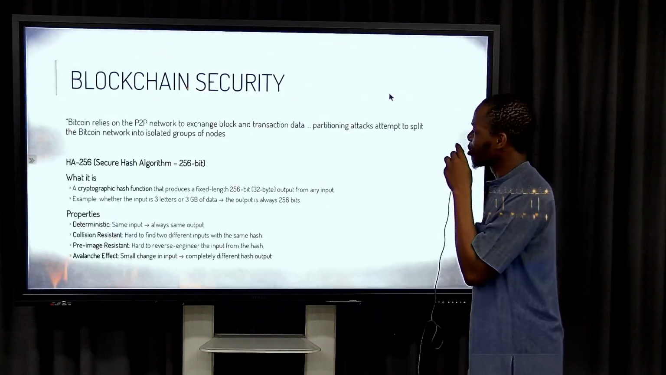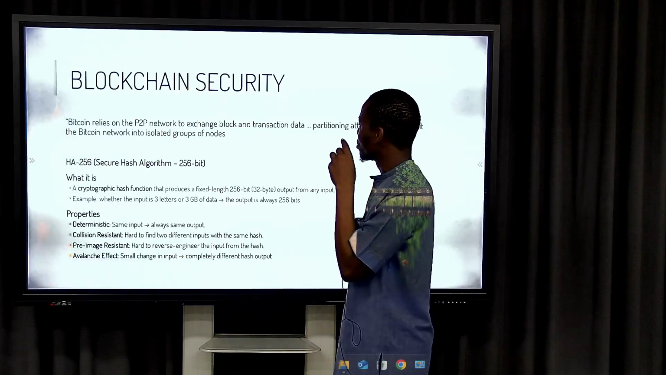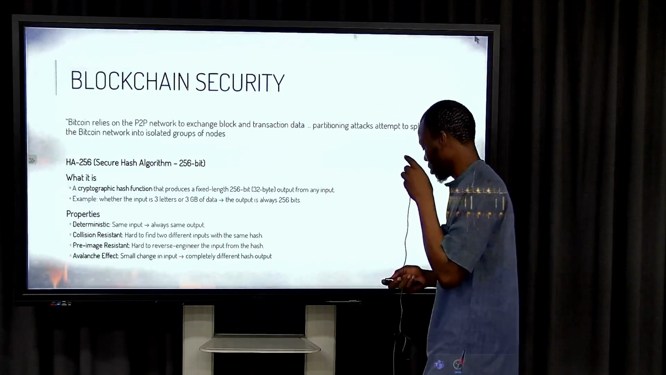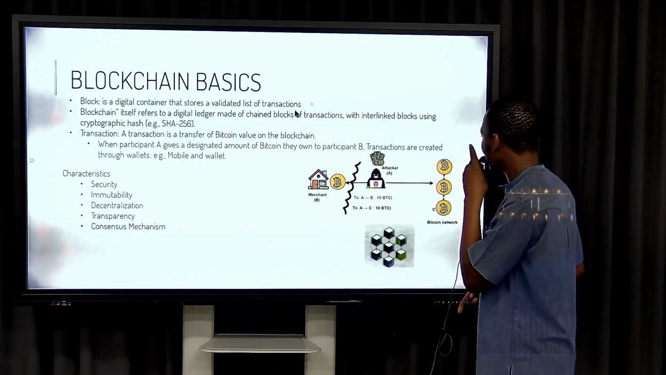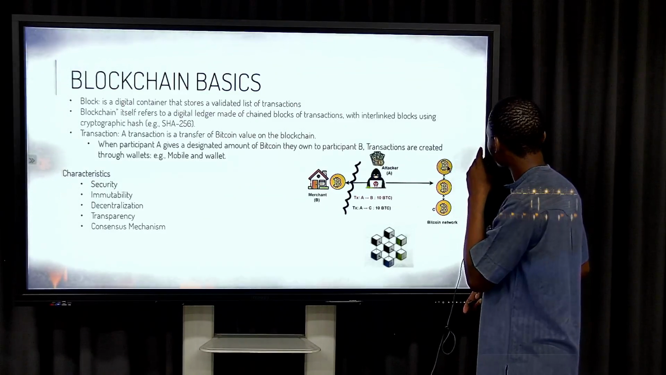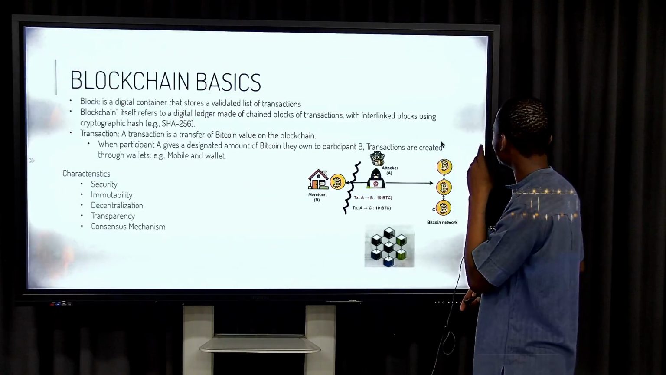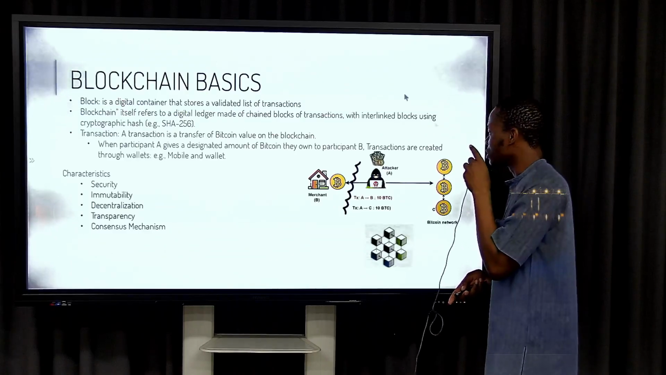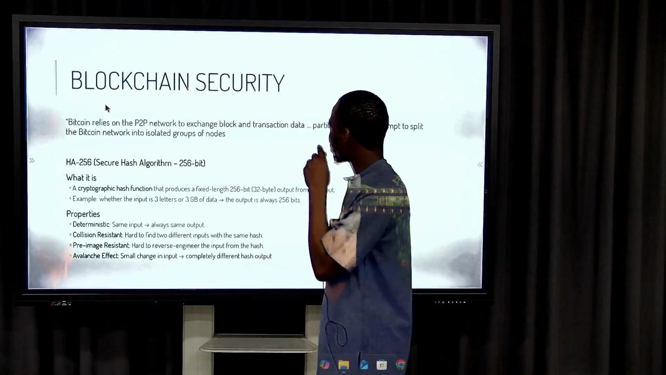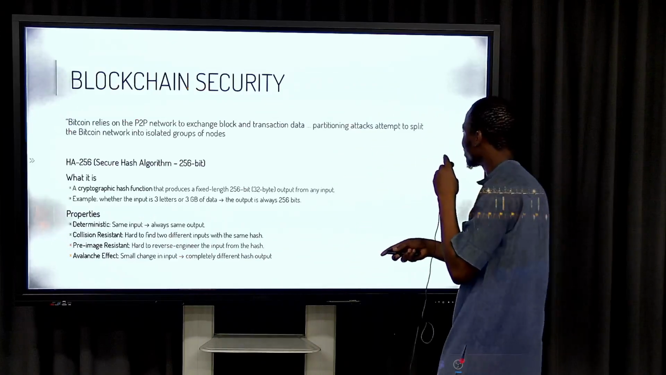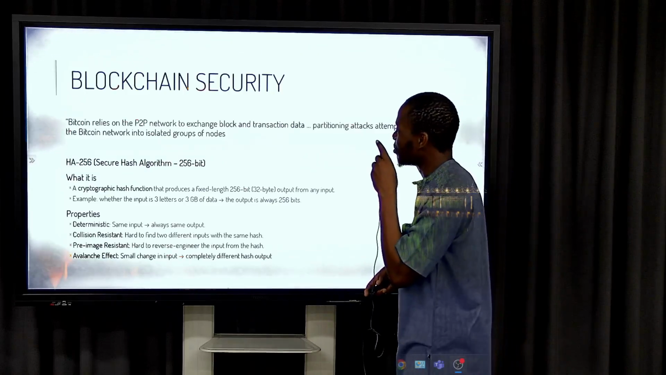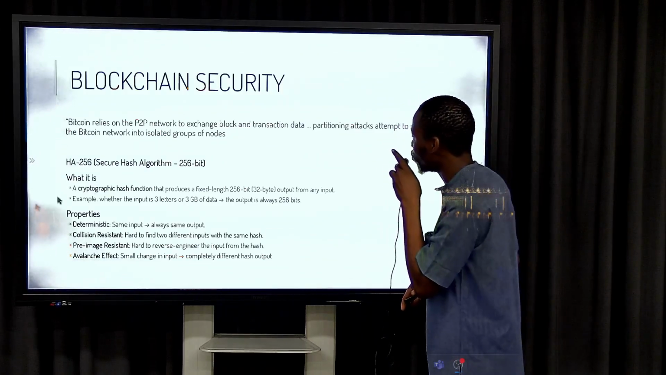Having said that, let's talk about some other keywords. In Bitcoin, there is a reliance on P2P, peer-to-peer. What they mean by peer-to-peer is that at a point in time, this node can be the server, and at another point in time, it can be the client. So that's the meaning of peer-to-peer. There is no central management. Bitcoin relies on a peer-to-peer network to exchange block and transaction data. That is why there are partitioning attacks, which attempt to split the Bitcoin network into isolated groups of nodes.